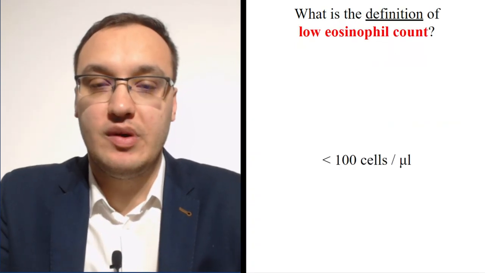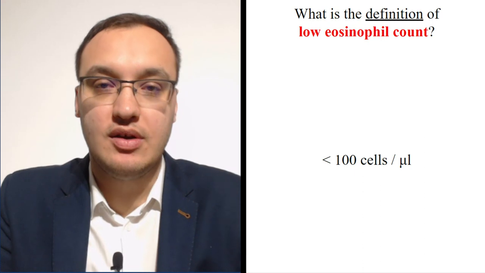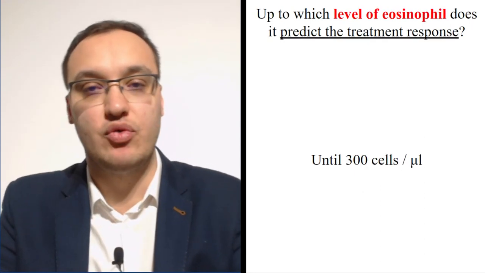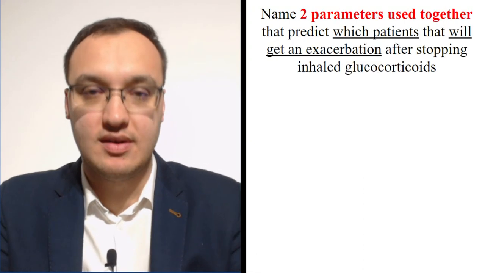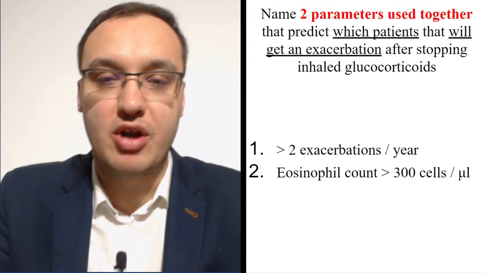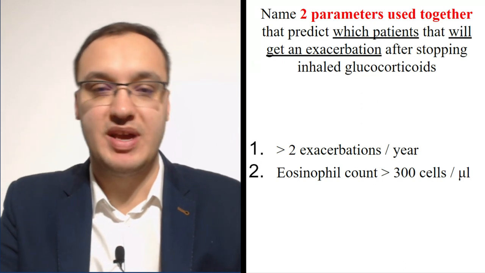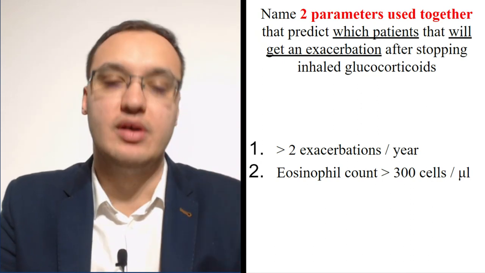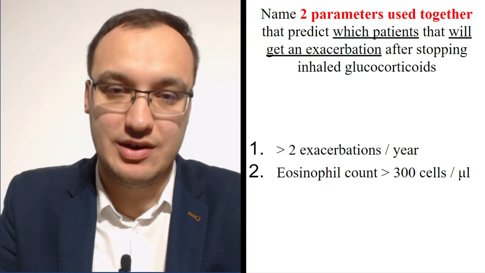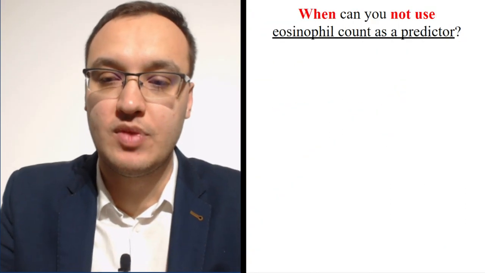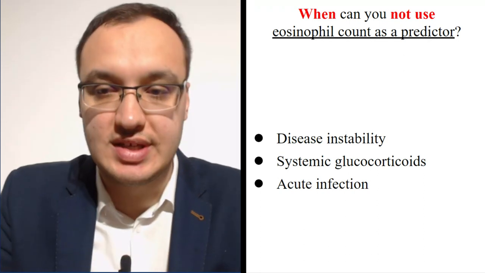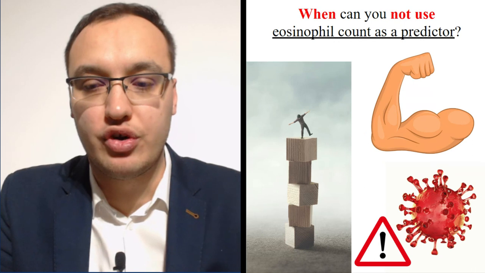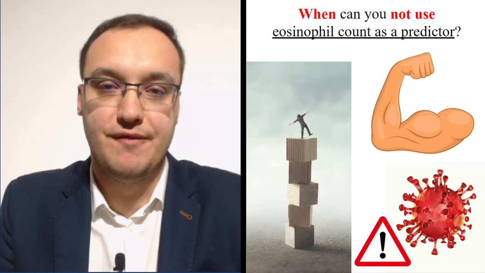What is the definition? We said less than 100, and up to 300 cells per microliter is the level which can predict the further response. And these two parameters together, high exacerbations and high eosinophil count, will lead to a real likelihood of getting an exacerbation in the future. And you cannot use this eosinophil count when you have disease instability, systemic glucocorticoids, or acute infection.